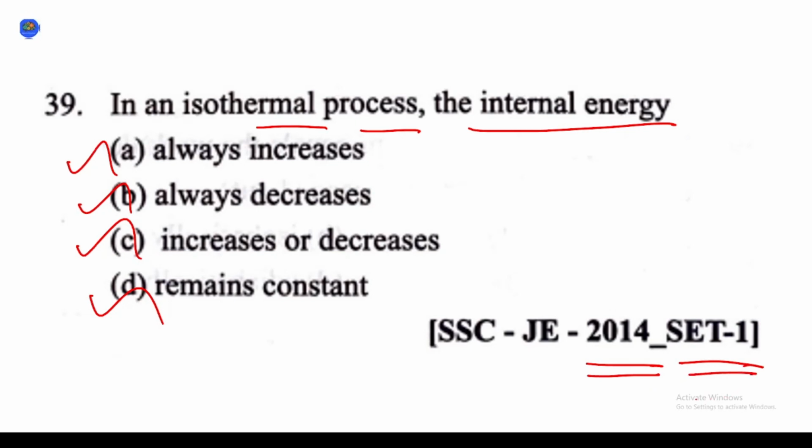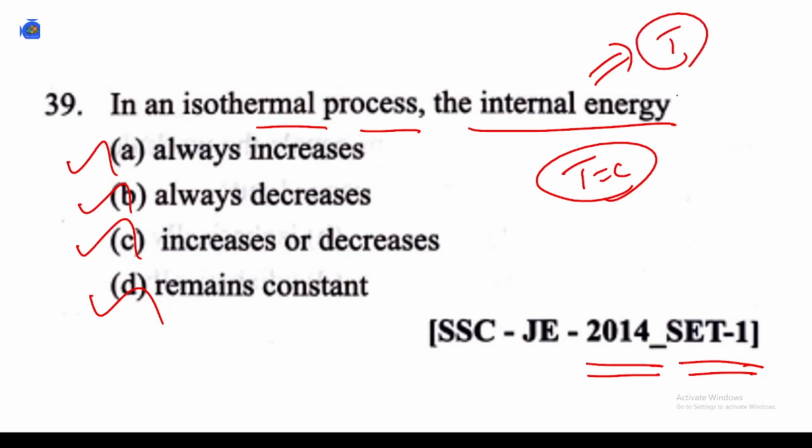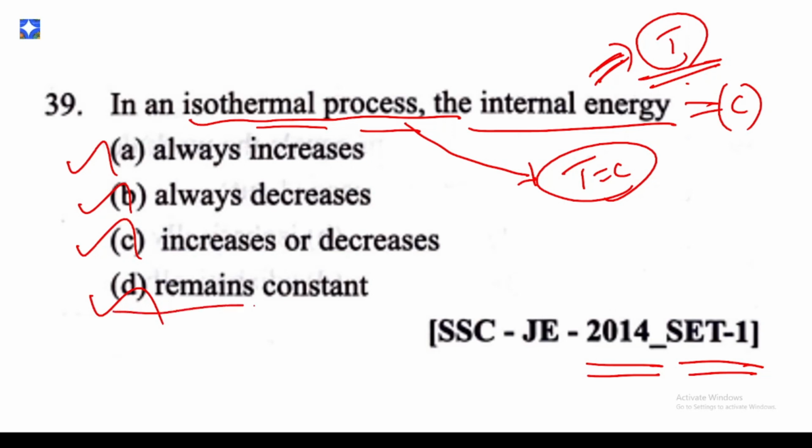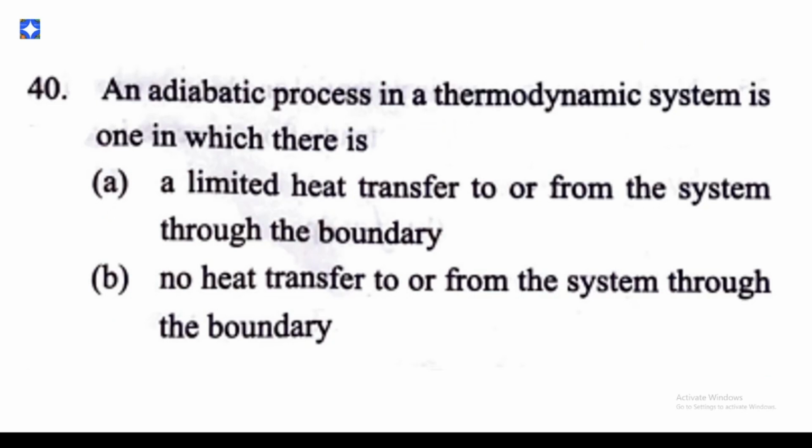So we know that in an isothermal process, the temperature is already constant, right? And internal energy is also a function of temperature alone. So internal energy definitely remains constant, because for a perfect gas, according to the Joule statement, internal energy is a function of temperature alone. But for this isothermal process, temperature is already constant. So internal energy, which is also a function of temperature, is going to be constant. So I can say that option D would be the correct answer. So let's move on to the next question.